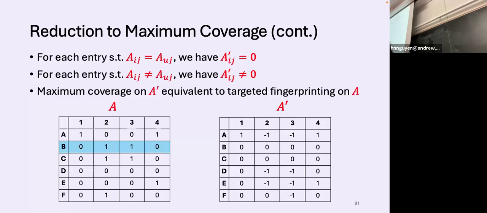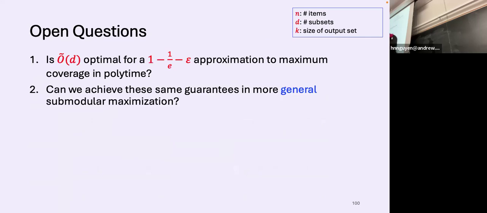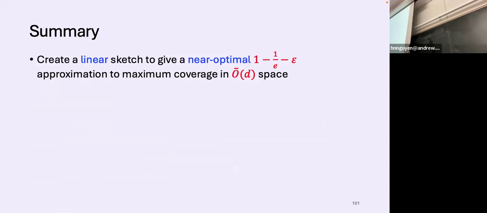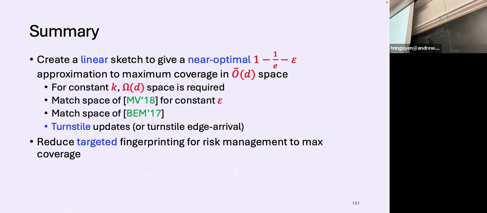Okay, cool. Open questions. Is O tilde d optimal? We're not 100% sure, but it seems like it might be the right answer. And then for the summary, we create a linear sketch with a near optimal approximation factor and O tilde d space. Really cool because we handle turnstile streams. And then we reduce targeted fingerprinting. Thank you.